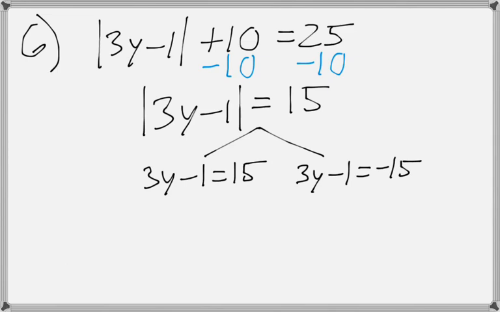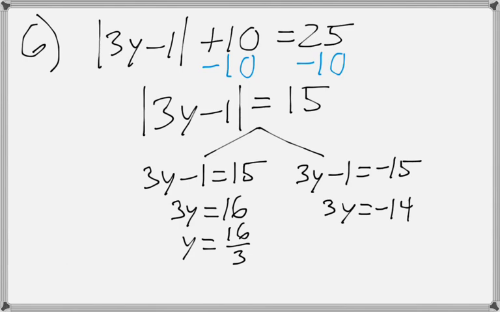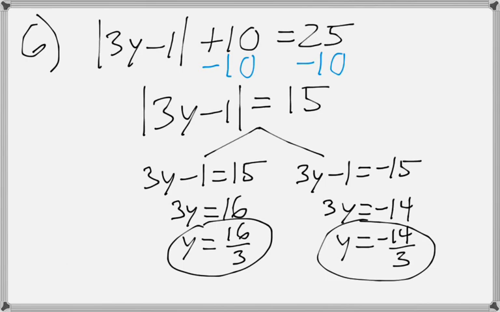So if I look at the left branch and I add 1 to both sides, I have 3y is equal to 16, and I divide both sides by 3, then y is equal to 16 over 3. On the other one, if I add 1 to both sides, I have 3y is equal to negative 14, and then I divide both sides by 3, and y is equal to negative 14 over 3. So these would be my 2 solutions.